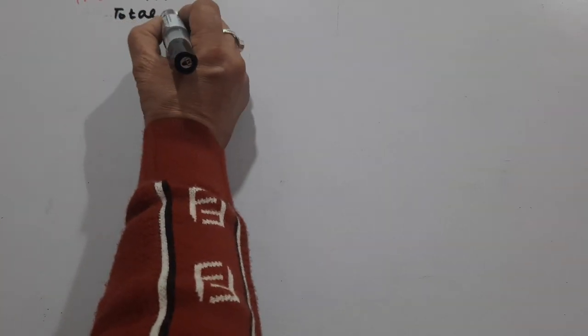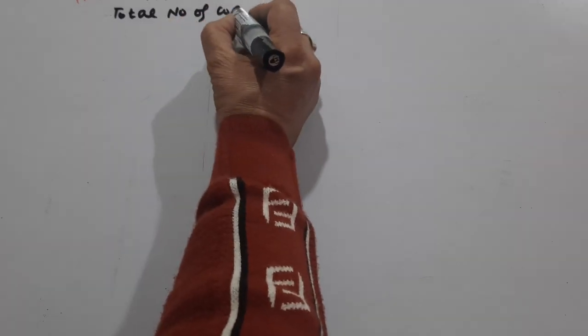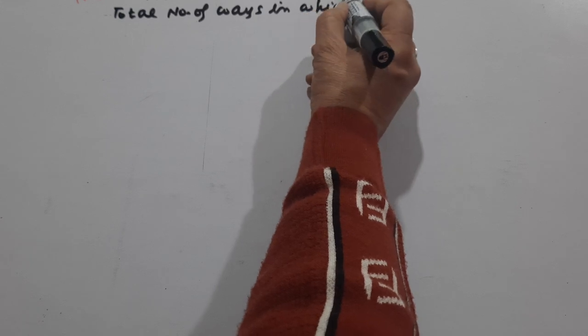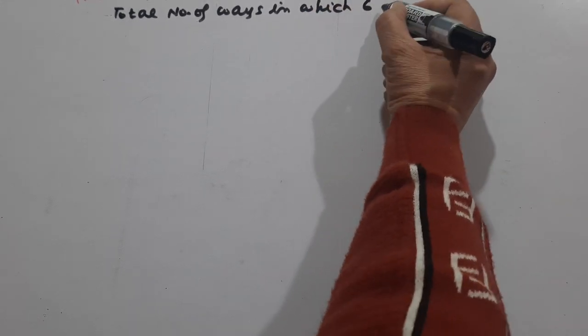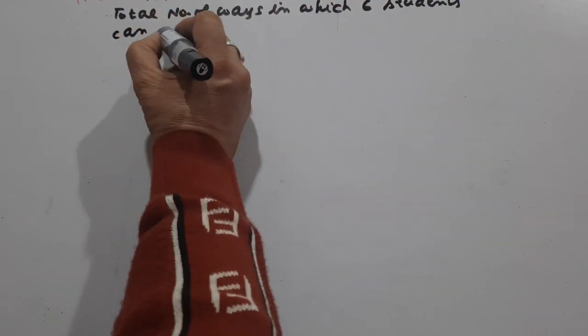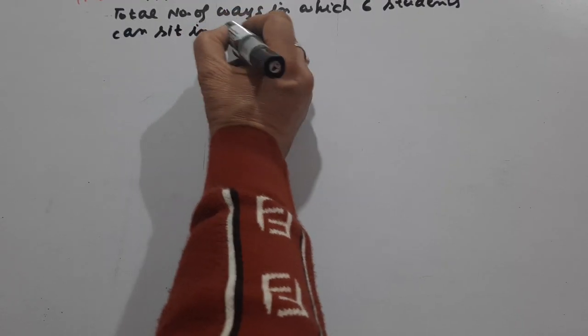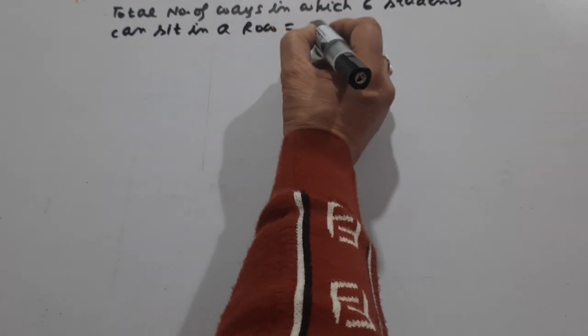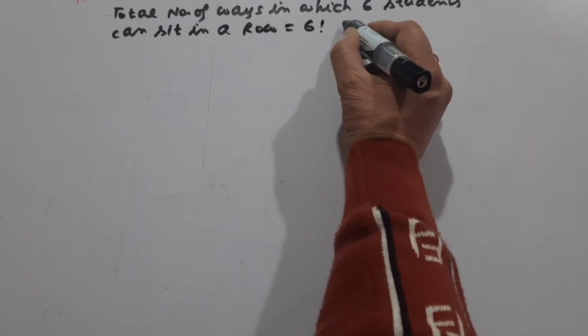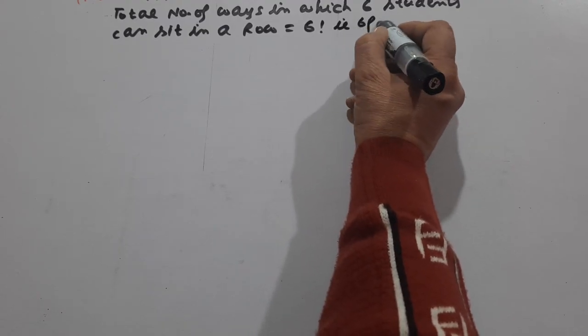So total we have 6 students. Total number of ways in which 6 students can sit in a row, when there is no restriction, is equal to 6 factorial. That is 6p6.